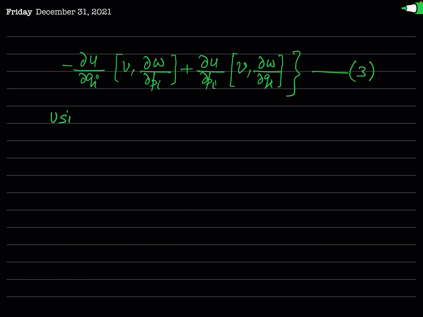Using the identity del x, Poisson bracket of two variables x and y.